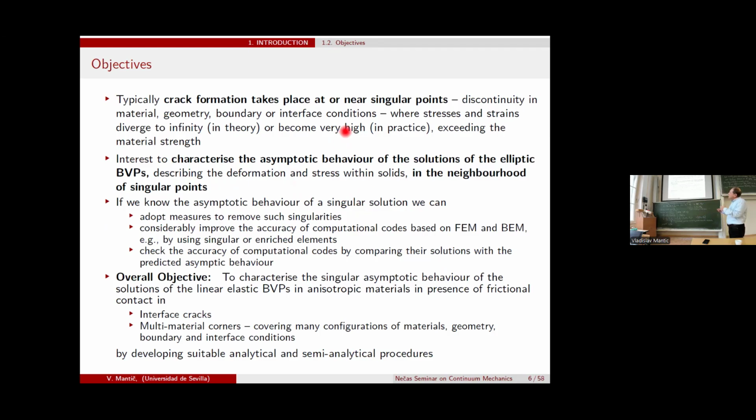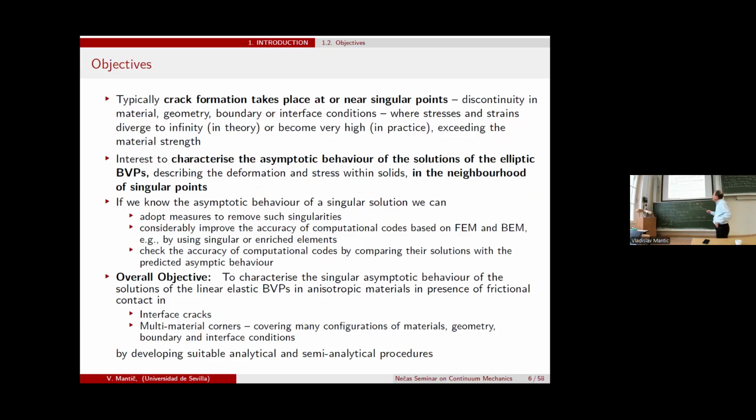So as I mentioned, at this singular point, typically at a crack tip or corner tip, high stresses can appear which can exceed material strength, and a new crack can appear there. So there is an interest in characterizing the asymptotic behavior of the solution of elliptic boundary value problems, which describe the deformation and stress in a solid in the neighborhood of these singular points. If we know the asymptotic behavior of the singular solution there, we can adopt measures to remove such singularity.